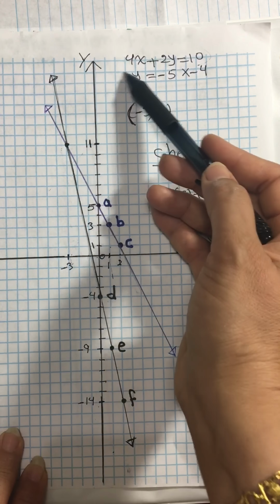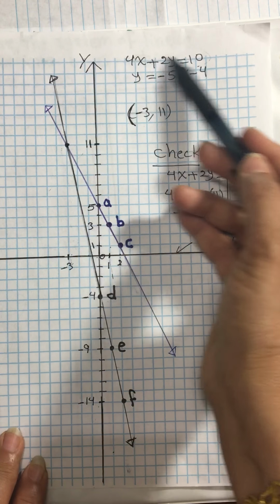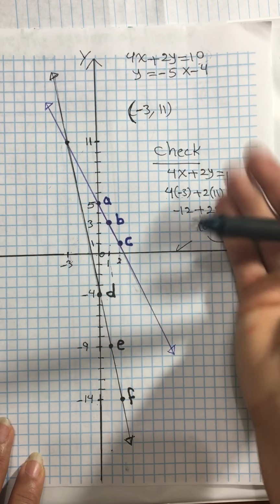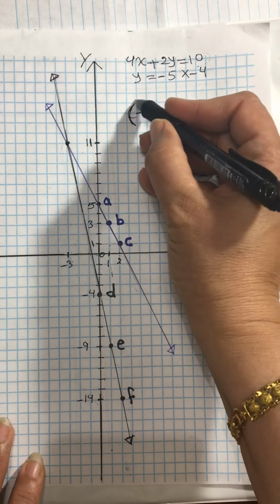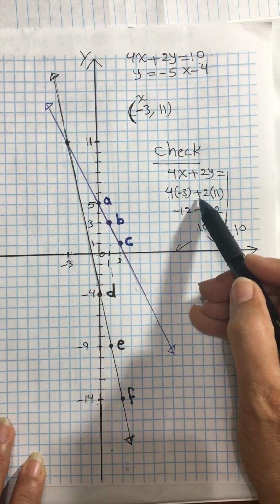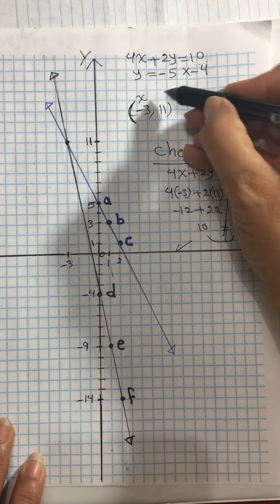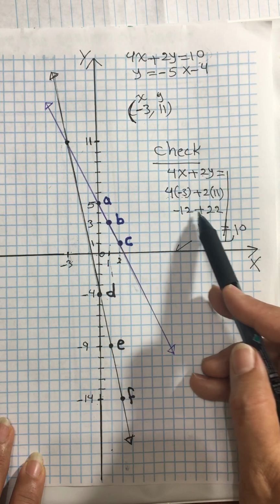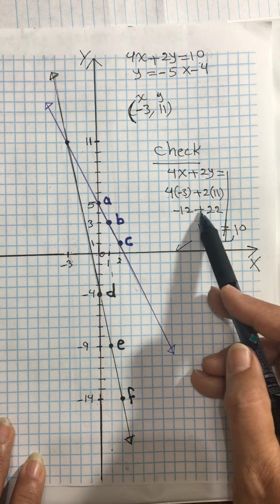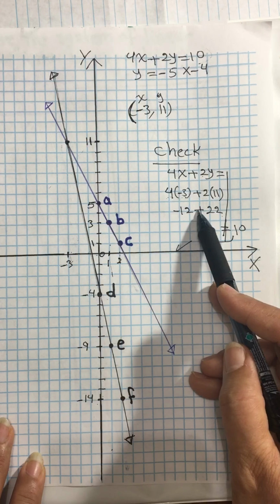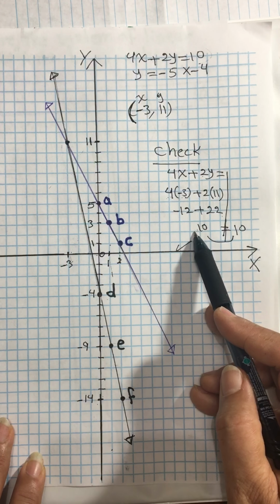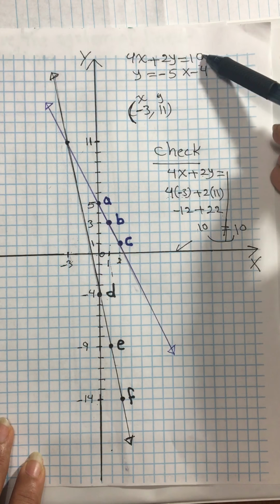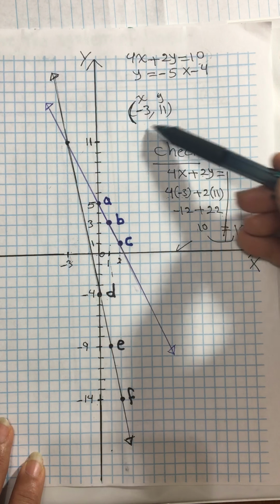If I want to check, I'm going to pick any one of them. So I picked the first one. So the first one is 4x plus 2y. Then I'm going to pick negative 3 for x. So 4 times negative 3 plus 2 times 11, because y equals 11. 4 times negative 3 is negative 12 plus 22. When I add them, I'm going to subtract because they have different signs. Subtract and keep the sign of the larger number. So I got 10, which equals 10, the right side of the equation. It means this solution is correct.